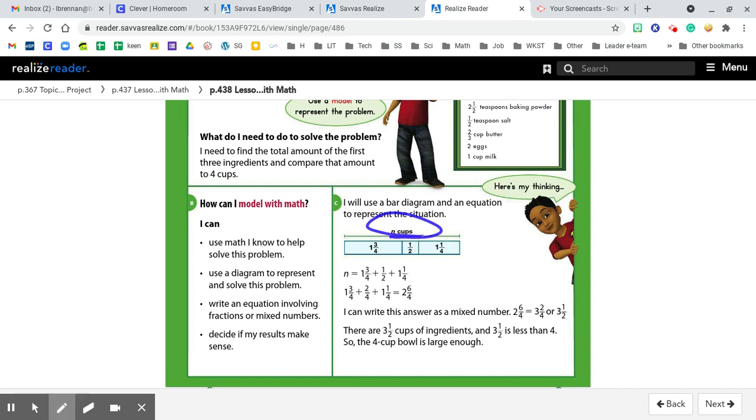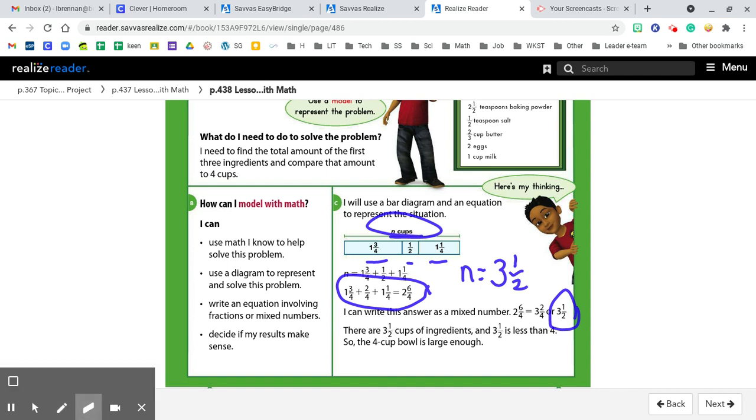So a bar diagram, you take the 3 values and you're solving for the 3 values, and your total is 3.5. So when you get the value of their combined value, the n cups equals 3.5. So we know that we can use the 4-cup bowl. And you can watch the video on Savvis that will illustrate that problem for you if you're interested.